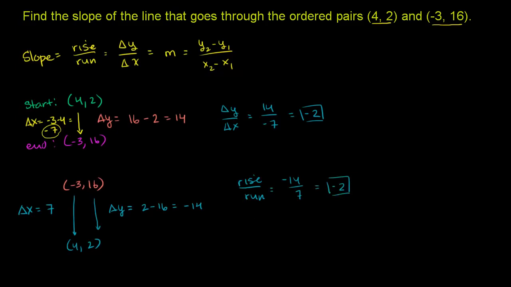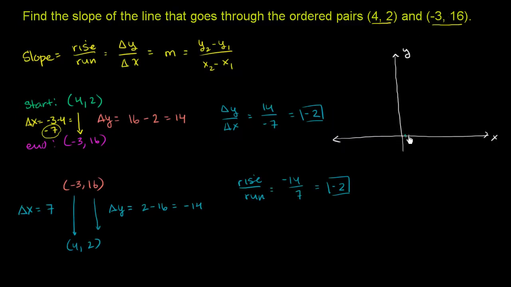And let's just visualize this. Let me do a quick graph here just to show you what a downward slope would look like. So let me draw our 2 points. This is my x-axis, that is my y-axis. So this point over here, 4 comma 2. So let me graph it. We're going to go all the way up to 16, so let me save some space here.